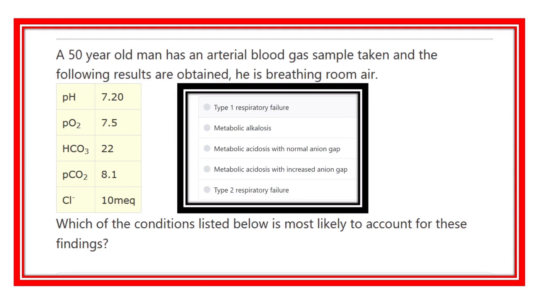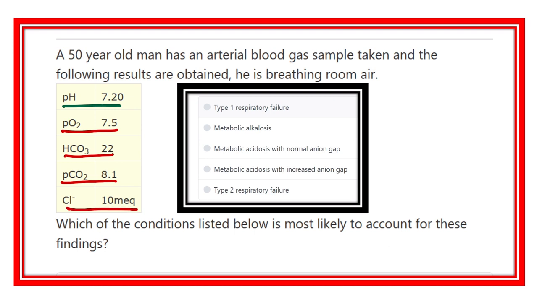A 50-year-old man has an arterial blood gas sample taken and the following result is obtained. He is breathing room air. pH is 7.2. Partial pressure of oxygen is 7.5. Bicarbonate level 22. Partial pressure of carbon dioxide 8.1 and chloride 10.